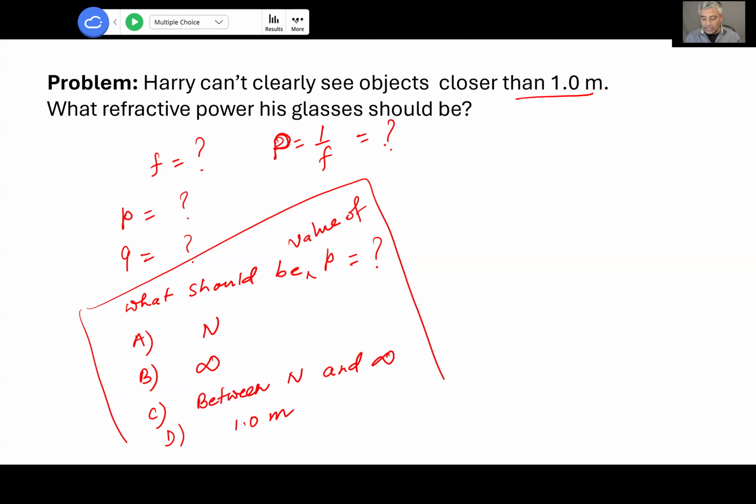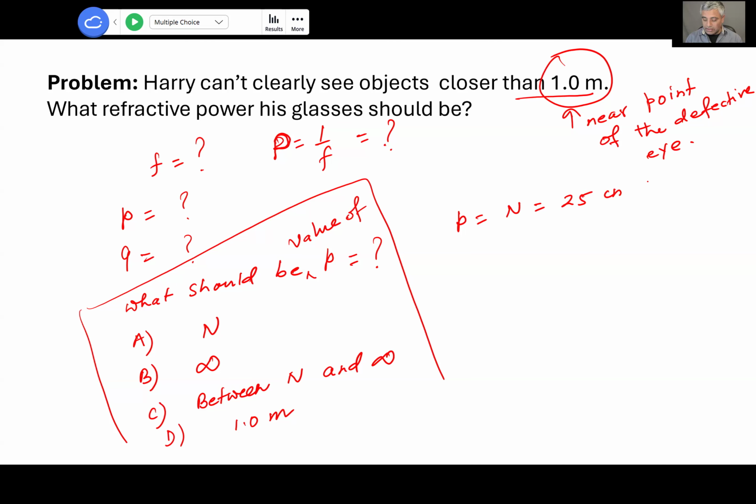He cannot see closer than 1 meter. So that means we need to correct this vision so that it can see at the near point of the normal eye. This is the near point of the defective eye. It cannot see nearer than this, which means that is the nearest point it can see, right? What we want is to see the object at the normal near point, at 25 centimeters. So that's why P has to be N, or 25 centimeters.